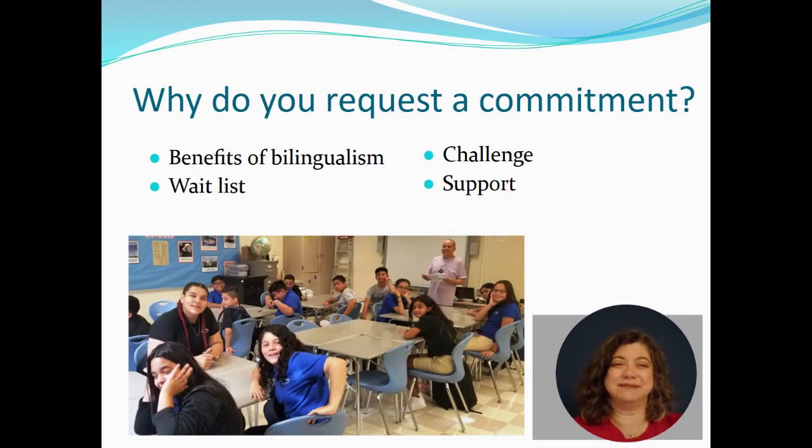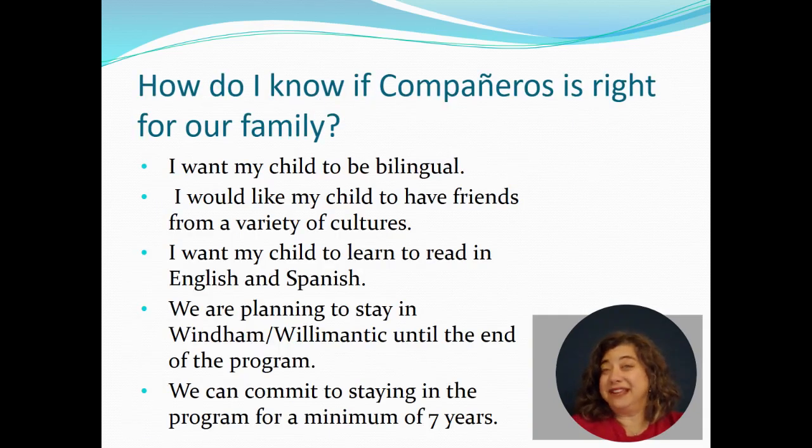So how do you know if Compañeros is right for your family? Well, do you want your child to be bilingual? And would you like them to have friends from a variety of cultures? Do you want them to read and write in English and Spanish? Are you planning on staying in Windham and Willimantic until the end of the program? And can you commit to staying in the program for a minimum of 7 years? If so, then Compañeros could be right for you.